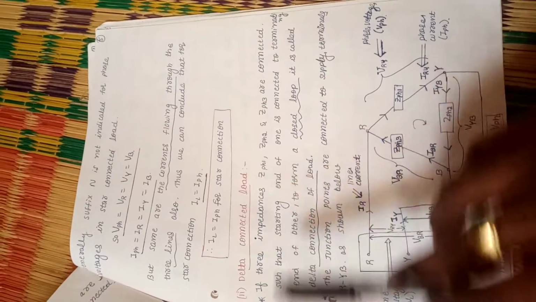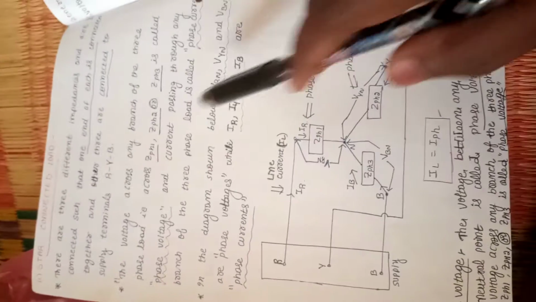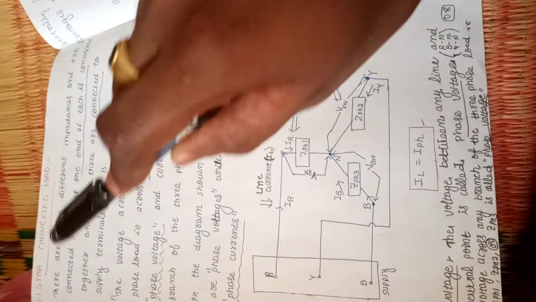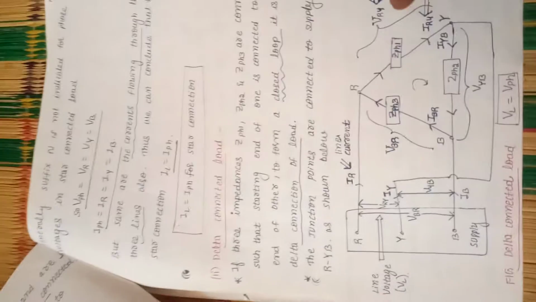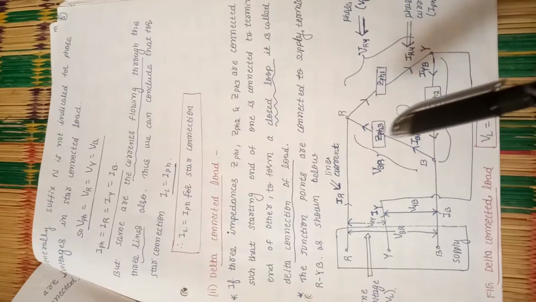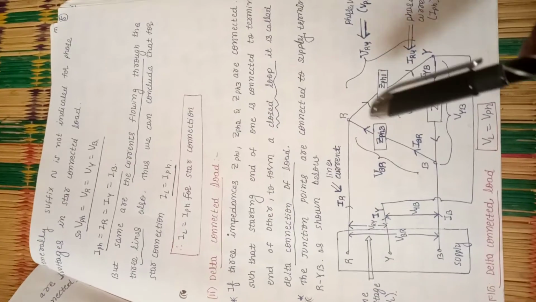Before going to delta connected load, under the concept of phase voltage and phase current, in the case of star connected load, we saw that line current is equal to phase current, right? In the case of delta connected load, you have to see what will happen. Here the three loads are connected in delta manner.